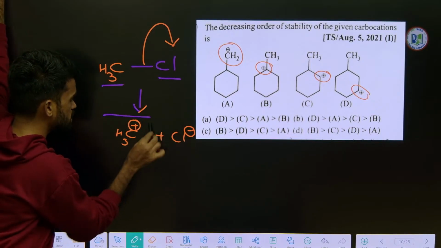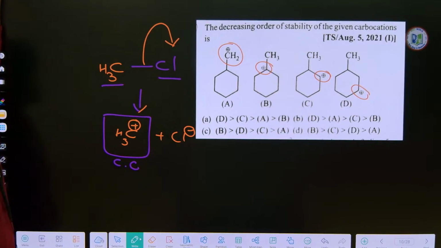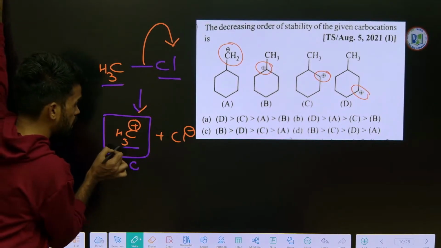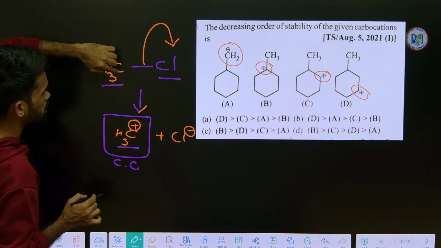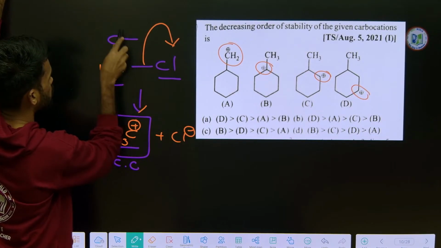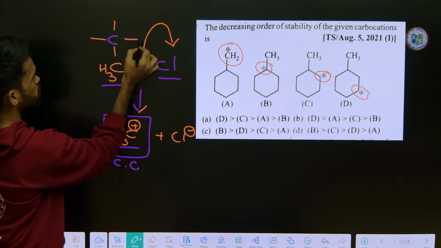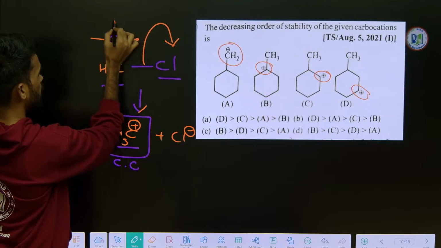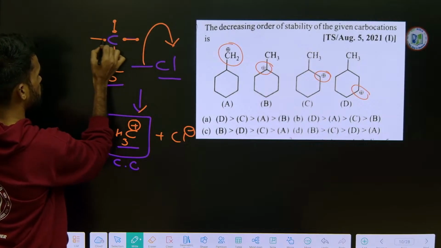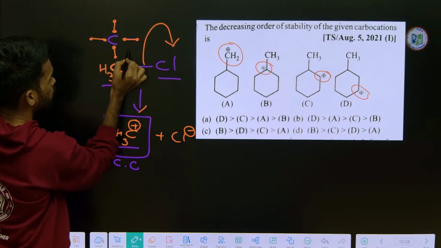So now this is called what? This is called a carbocation. So this carbocation, see, initially when we are writing this starting material methyl chloride, how many bonds are there around the carbon? 4 bonds are there like this. Each bond has 2 electrons, therefore how many electrons are there with this methyl carbon? It will now have 8 electrons.